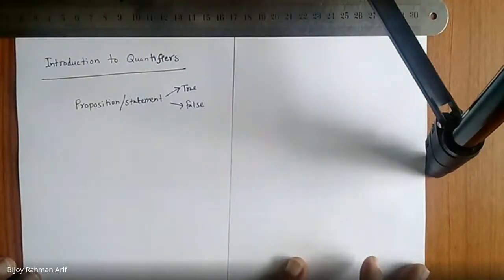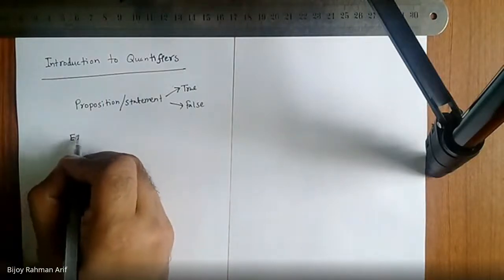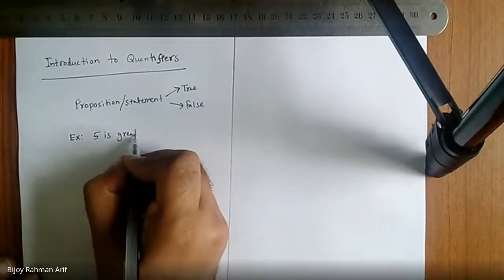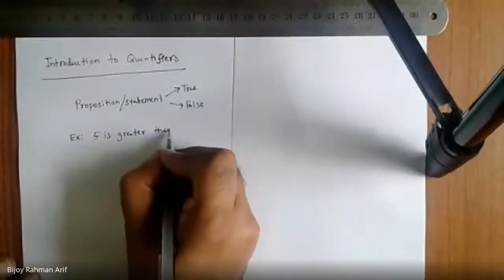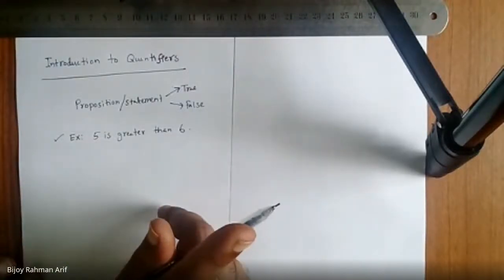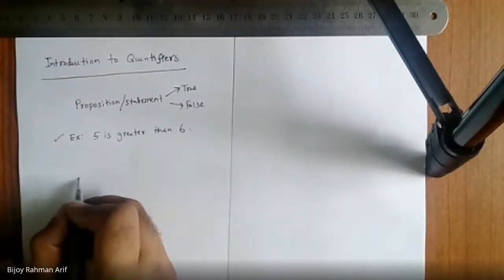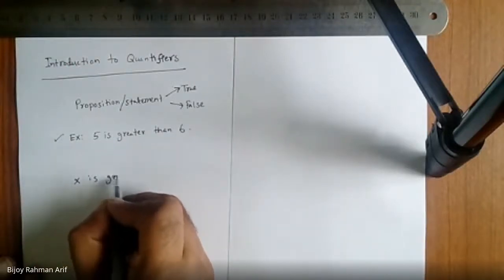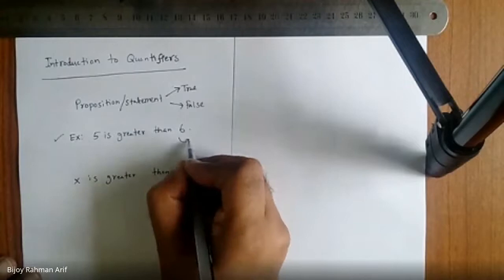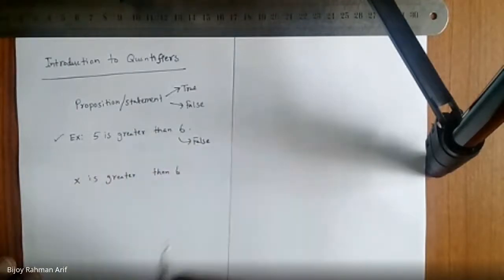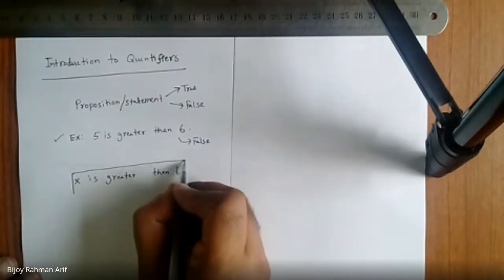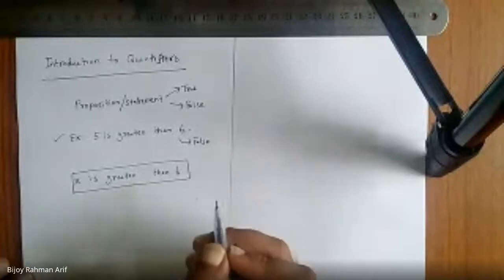Now, for example, 5 is greater than 6. So it is a proposition statement because it can be true or it can be false. But now if I write x is greater than 6, is it a propositional statement? No. Why is it not a propositional statement?